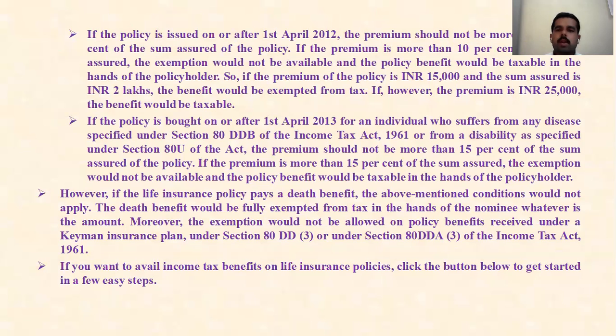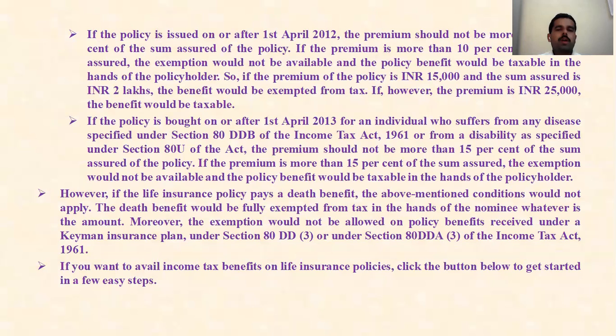Here a small example is also given. If the premium you paid is 15,000 and the sum assured is 2 lakhs, the benefits would be exempted from tax. 10% means 20,000. Below 20,000, it is a tax free amount. However, if the premium is 25,000, the benefit would be taxable here. It is above 20,000, then it is a taxable amount.